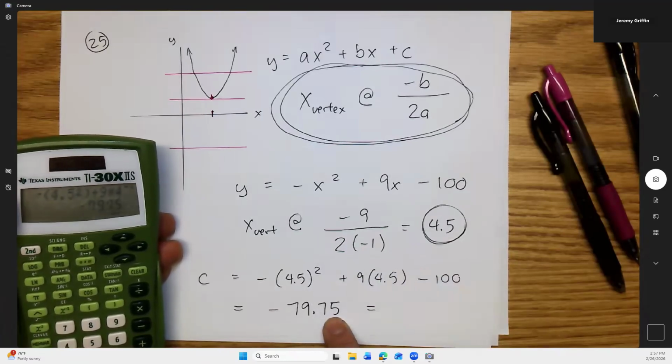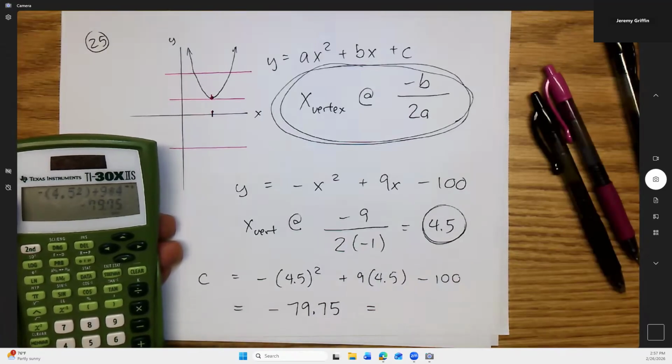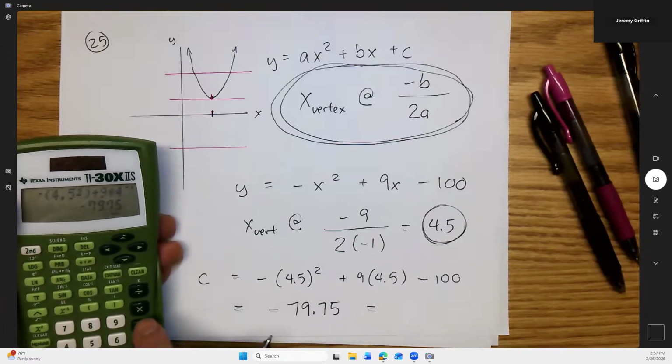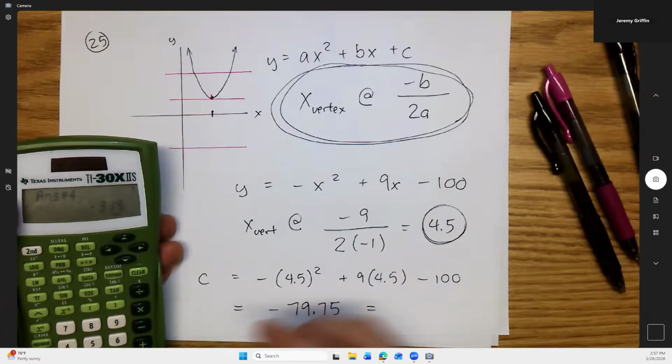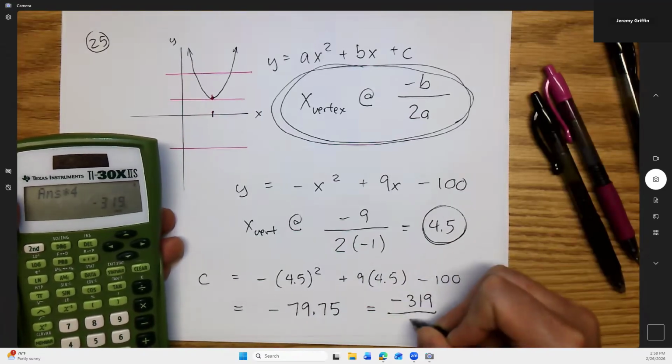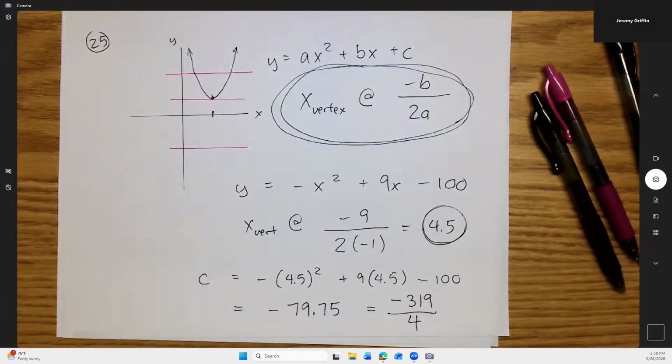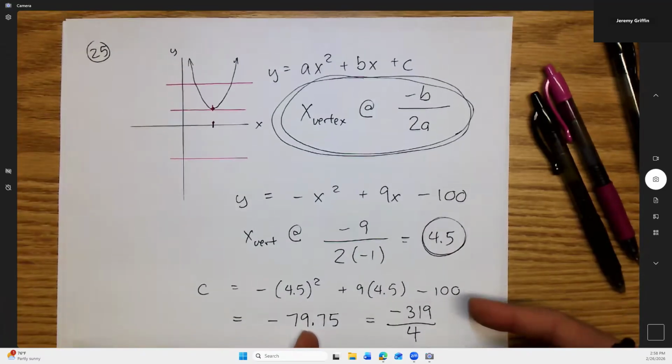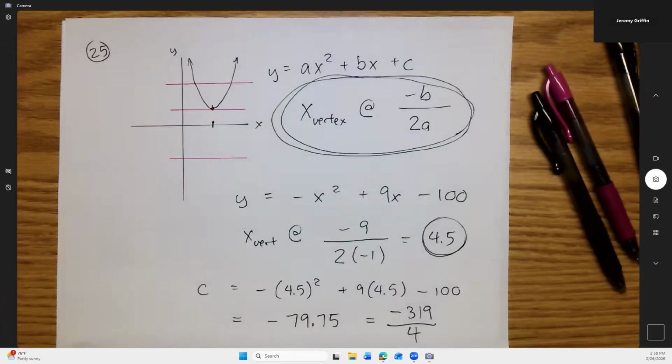So guys, if you see 0.75, I want to make this a fraction. I should really multiply by what? Multiply by 4. Right? And this is negative 319 divided by 4. Because I took this and multiplied by 4, and I got 319. Therefore, 319 divided by 4.